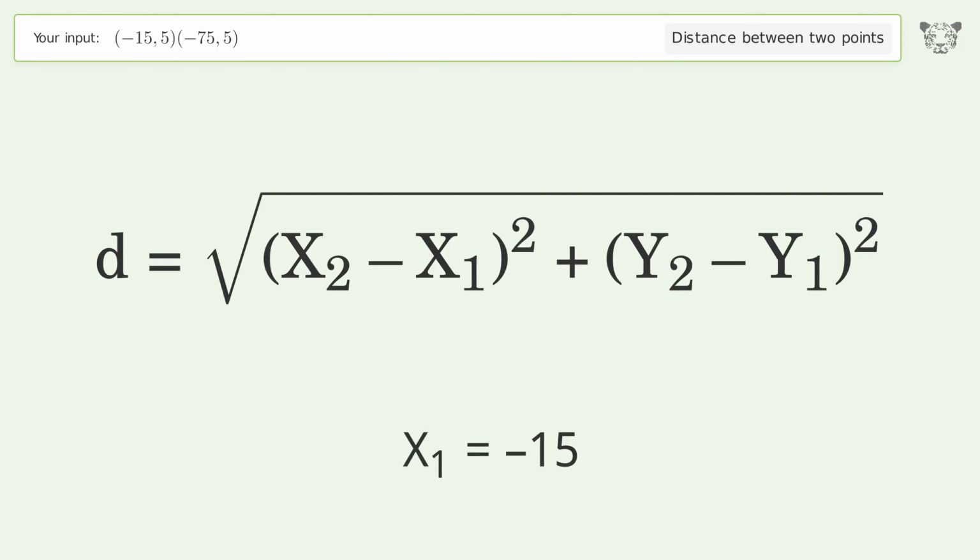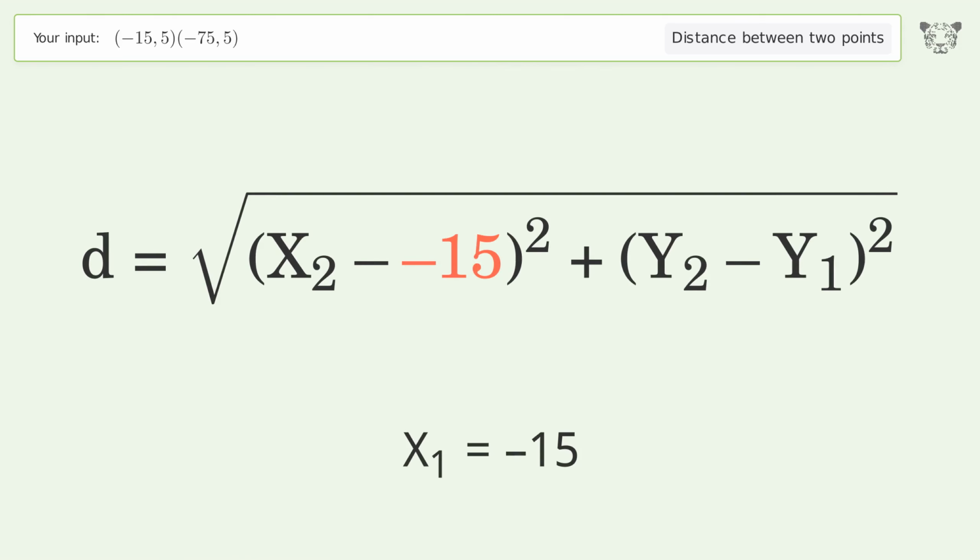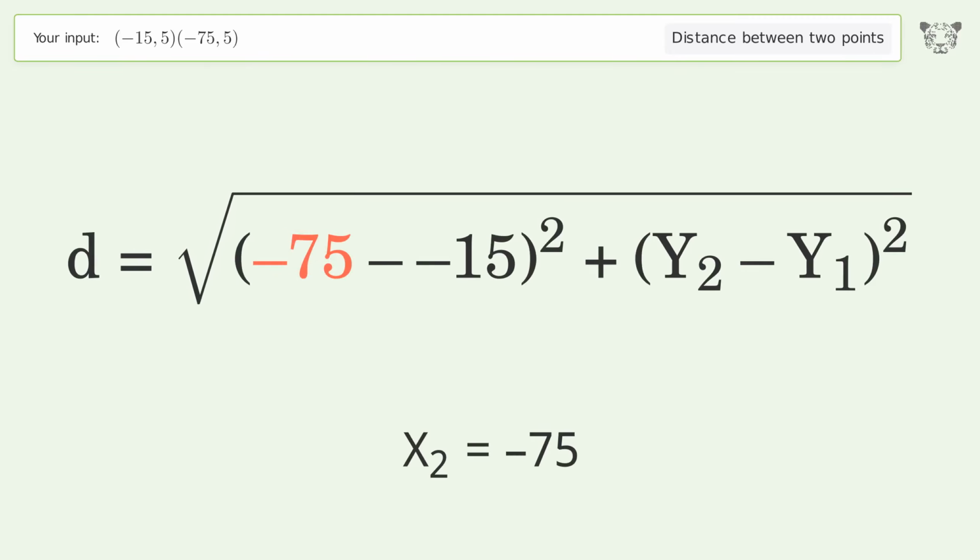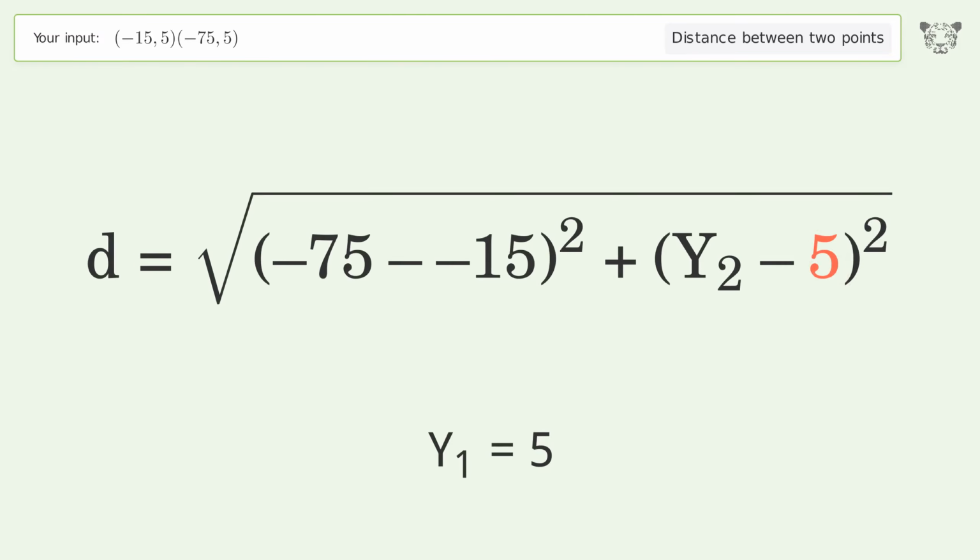x1 equals -15. x2 equals -75. y1 equals 5. y2 equals 5.